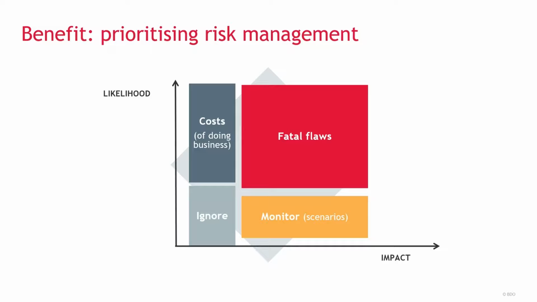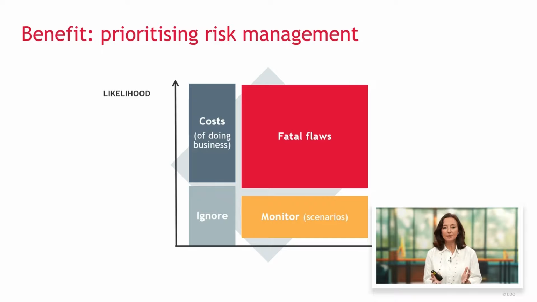What's the purpose of the exercise? What's the main benefit? The main benefit is to prioritize risk management. Now, for those of you who are with me since the beginning of these videos, you remember that my first criteria for effective, mature risk management is proportionality. Proportionality means big risk, big focus, small risk, small fuss. So you want to concentrate your risk management on what matters, and make sure that you don't have the so-called fatal flaws in the organization.